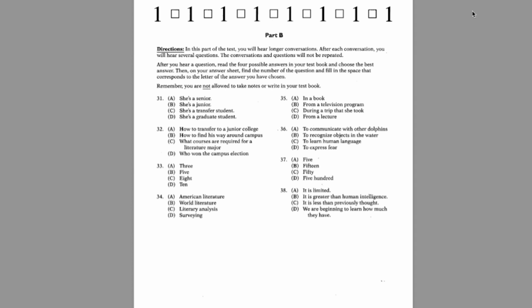Then, on your answer sheet, find the number of the question and fill in the space that corresponds to the letter of the answer you have chosen. Remember, you are not allowed to take notes or write in your test book. Now we will begin Part B with the first conversation.